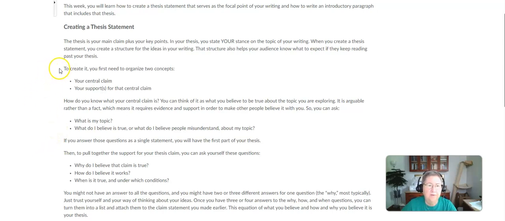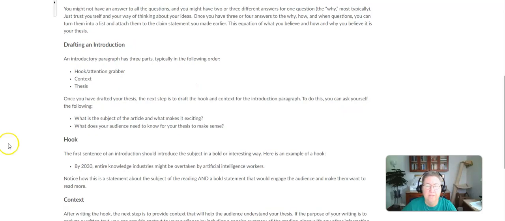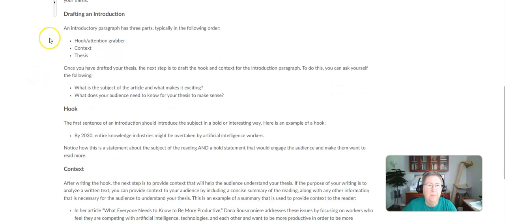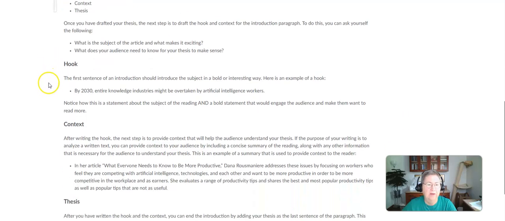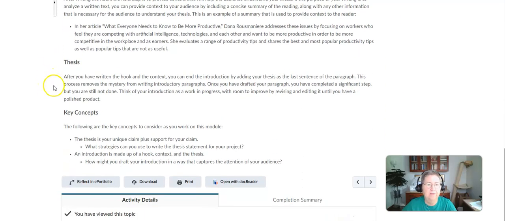And for our purposes, we'll be doing these 2 things. First, you need to organize 2 concepts, your central claim and your supports for that central claim. And you'll be learning how to do that through both the readings and the assignment instructions. There's also information here about the parts of an introduction paragraph, the 3 common parts, how they function, as well as some final information about thesis statements. And the key concepts are important to note before you move on to the readings.